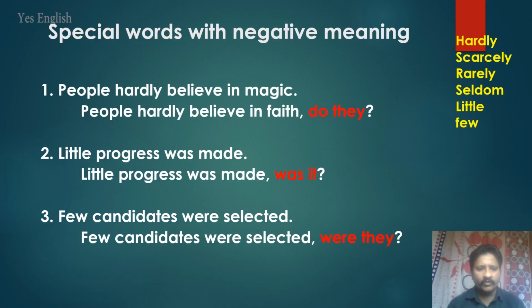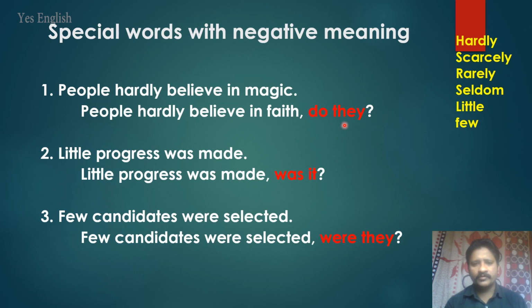Okay, now we will look at some of the special expressions which have some negative meaning in sentences. Hardly, scarcely, rarely, seldom, little, and few. These expressions have negative meaning, and therefore they will have positive tags. For example, people hardly believe in magic. So hardly is a negative expression, and because of that the tag is positive. So believe is the present tense, so we use do, and because of hardly we use a positive tag, and instead of people, we use the pronoun they.